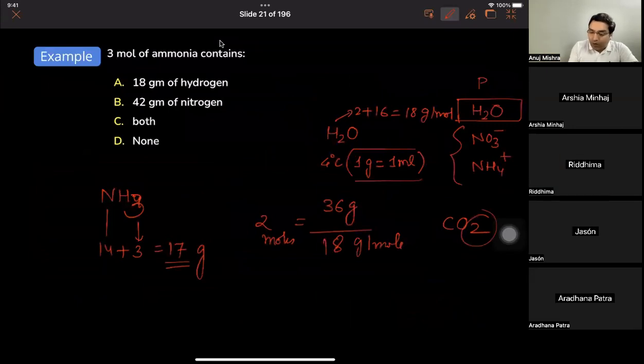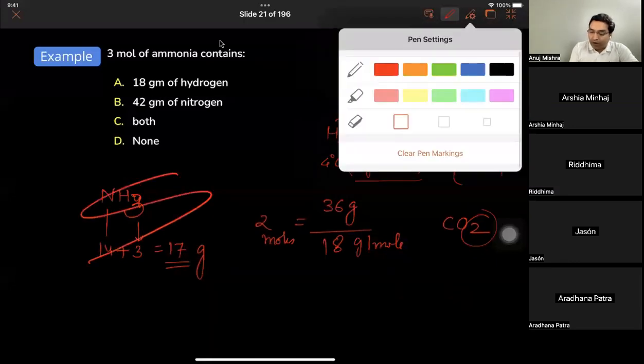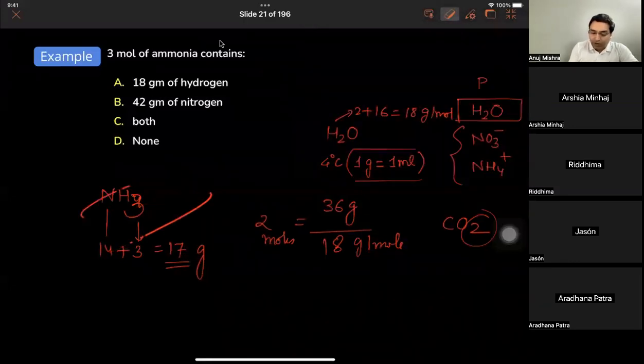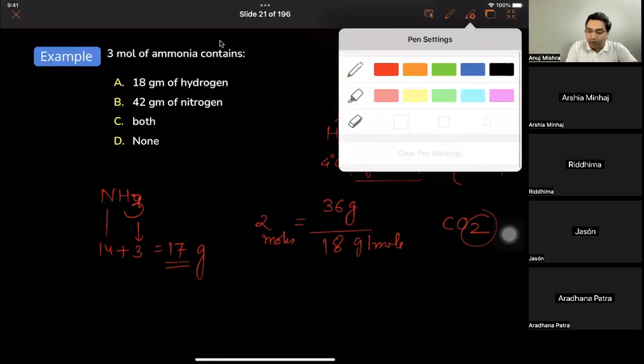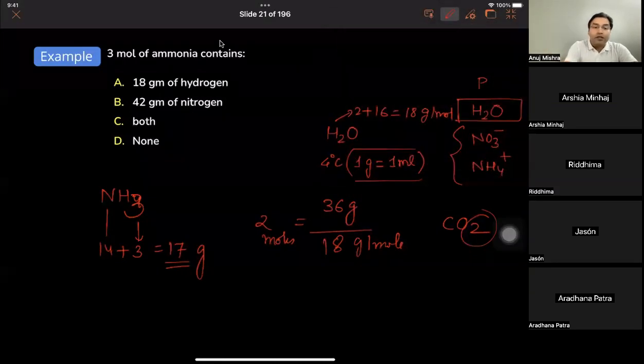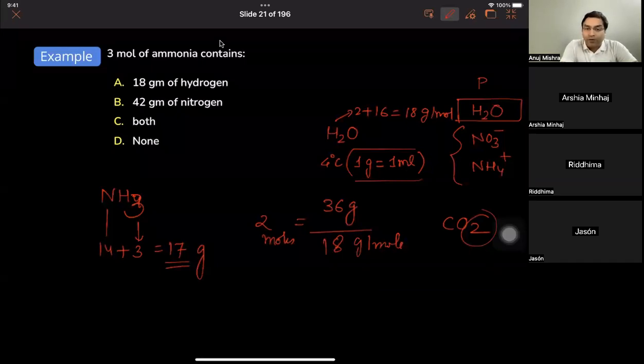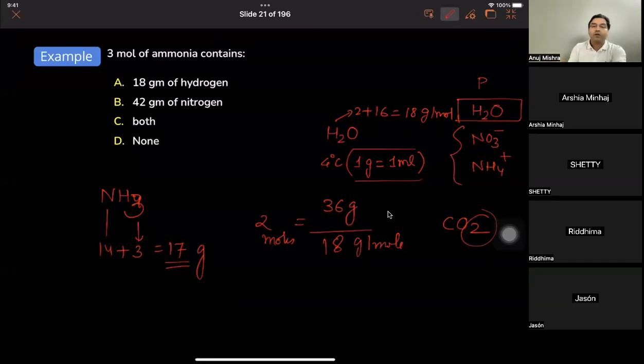This question, that day we attempted, but everybody could not understand. But today, all of you can attempt this question and get the answer. Let's try out this question. So the question is, you have been given 3 moles of ammonia. And the question is, it consists of 18 grams of hydrogen, 42 grams of nitrogen, both or none. Which option seems to be correct? Okay, which option seems correct to you? Let's try this particular question.